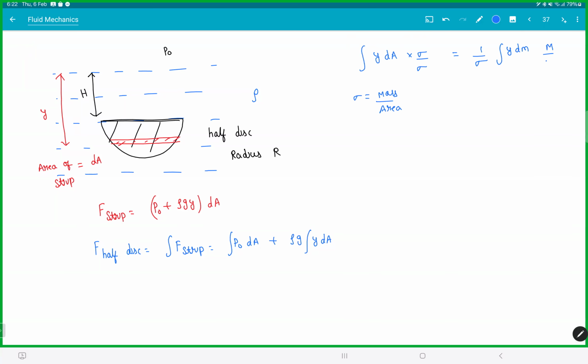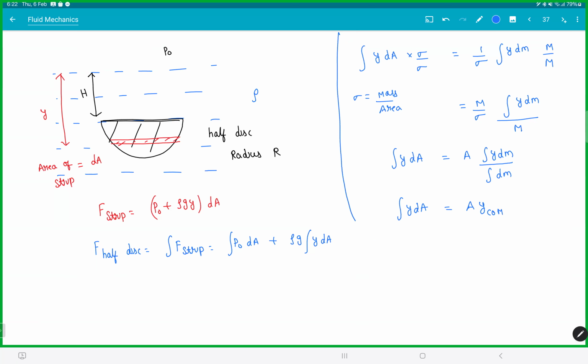I will multiply mass and divide by mass. Then this will become m by sigma integral y dm by integral dm. Mass by sigma is nothing but area. This is dA. What is integral y dm by integral dm? Have you seen it somewhere? A into y center of mass. That is your center of mass, everyone. So this whole integration turns out to be the center of mass thing.